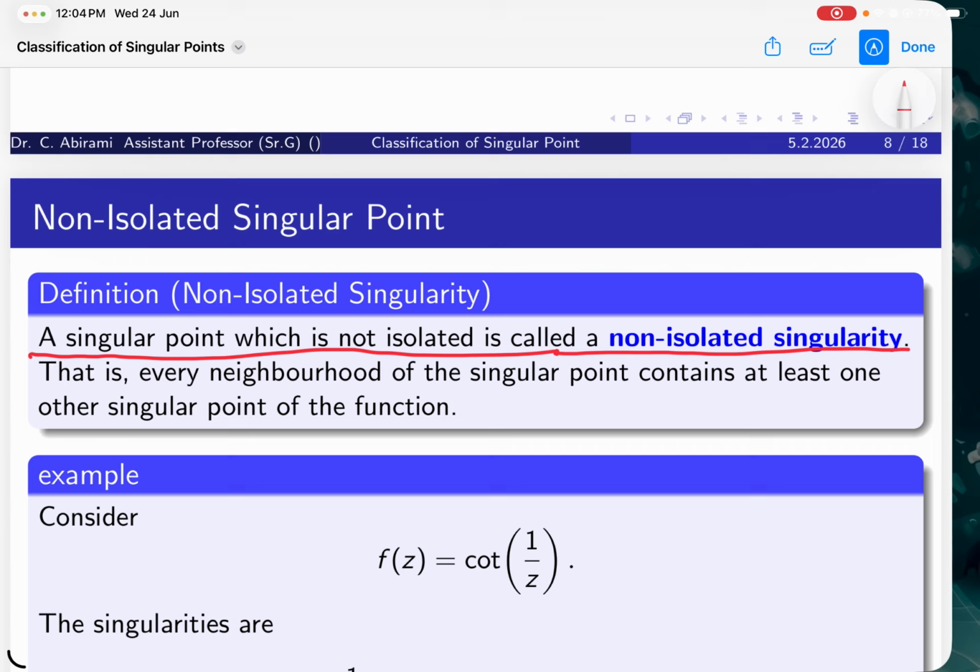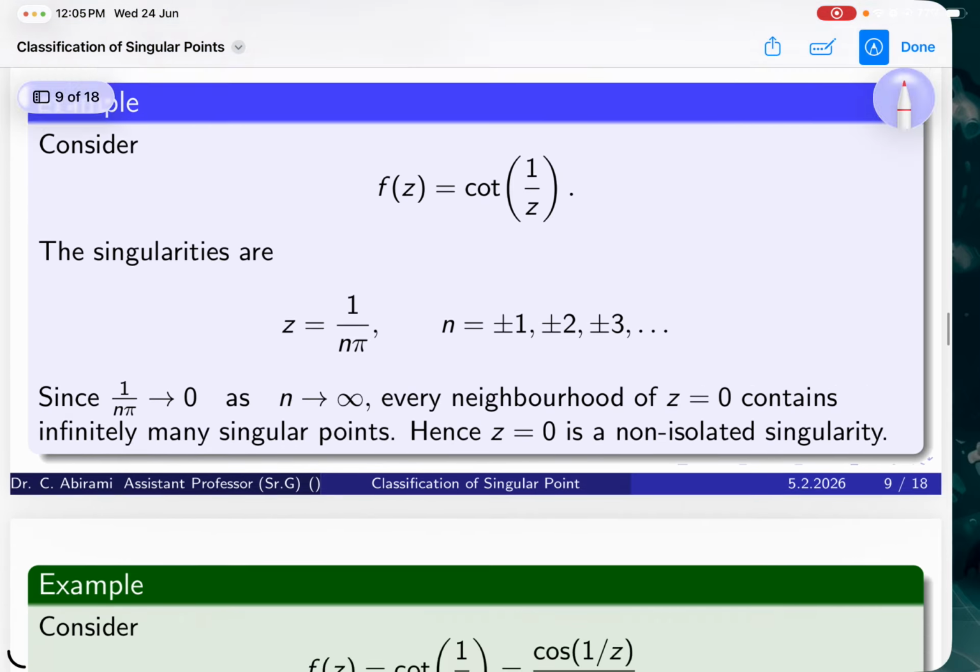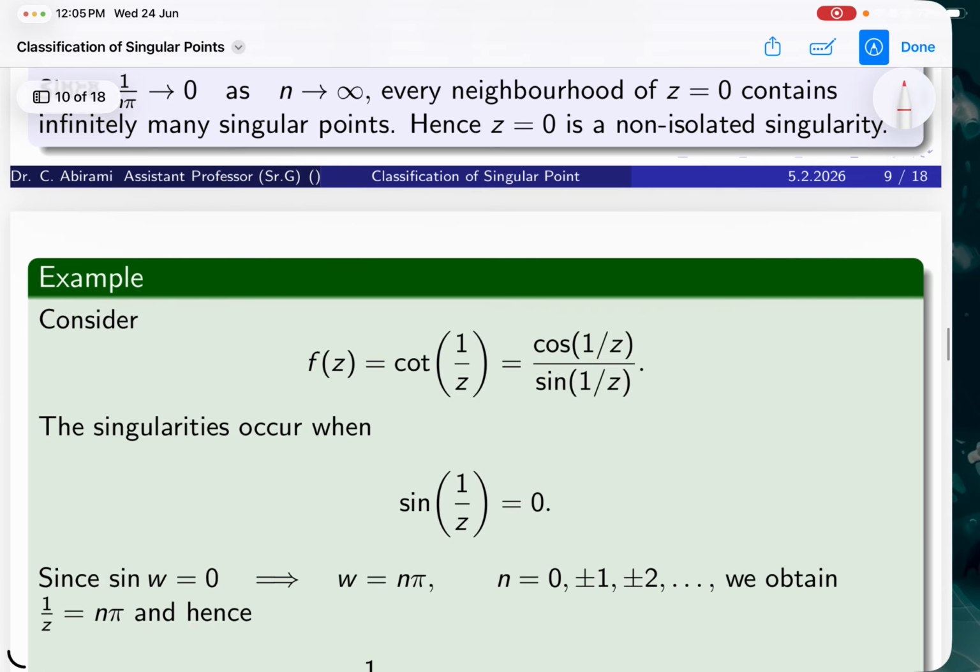Isolated means the neighborhood of the singular point does not contain any other singular point other than that point. Non-isolated means the neighborhood of the singular point contains at least one other singular point other than that particular point. It contains other singular points of the function. For example, f of z is equal to cot 1 by z.